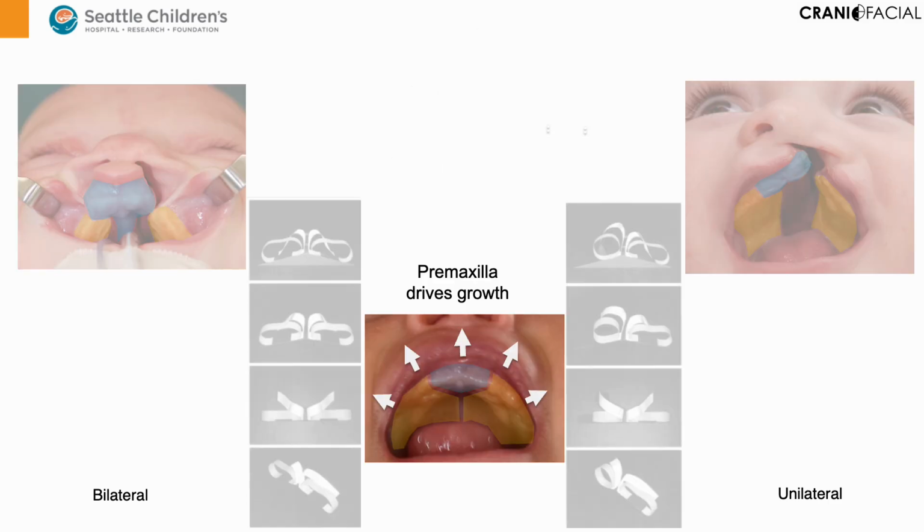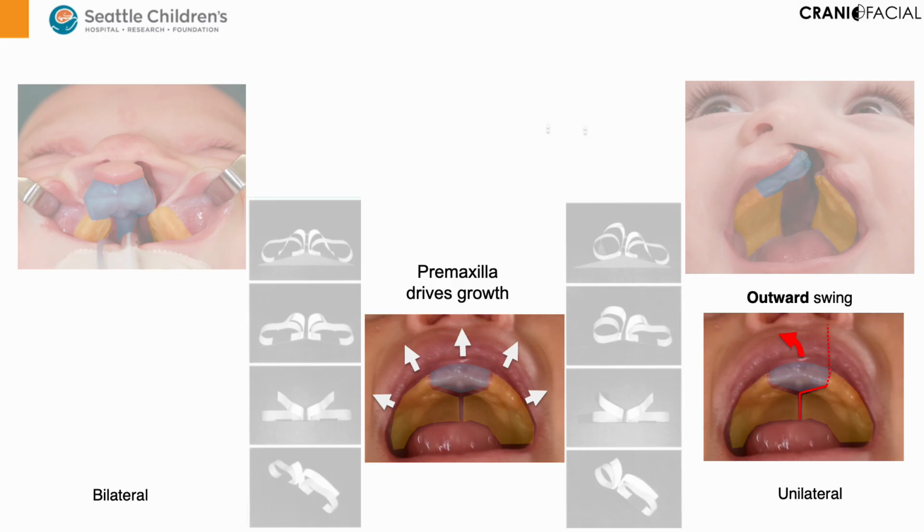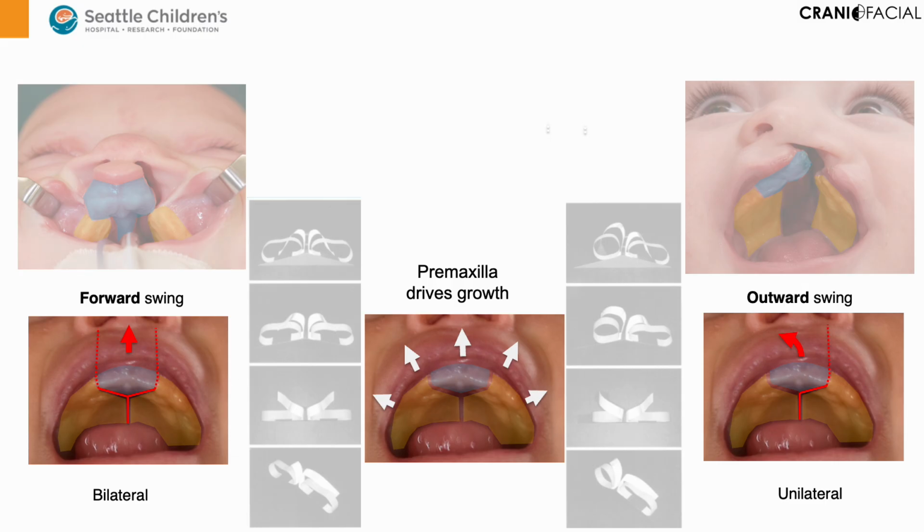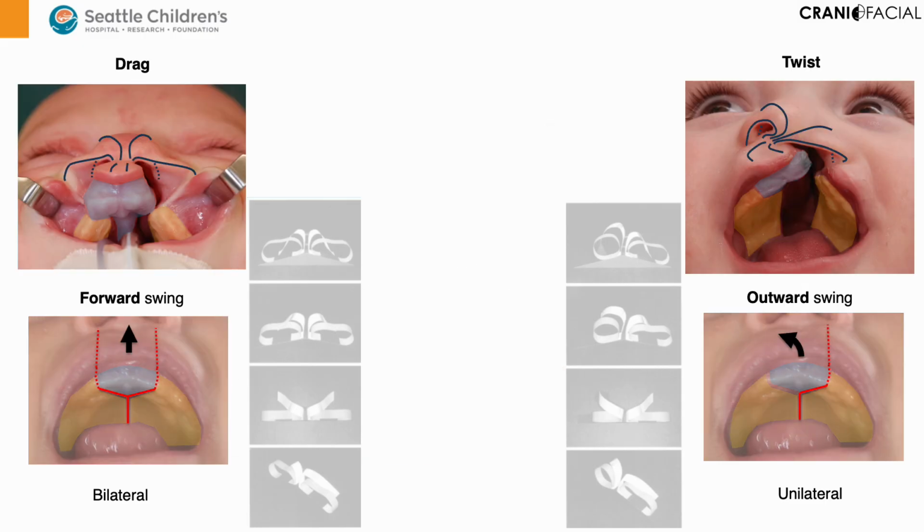What may not be fully represented in these models is the vector in which those displacements occur. We know that premaxilla drives the mid-face growth, and that if there is uncoupling of the premaxilla on one side, it results in an outward swing of the greater segment. If there's an uncoupling of the premaxilla on both sides, then the premaxilla swings forward. And these are what result in the drag of the bilateral cleft lip nasal deformity and the twist of the unilateral cleft lip nasal deformity.